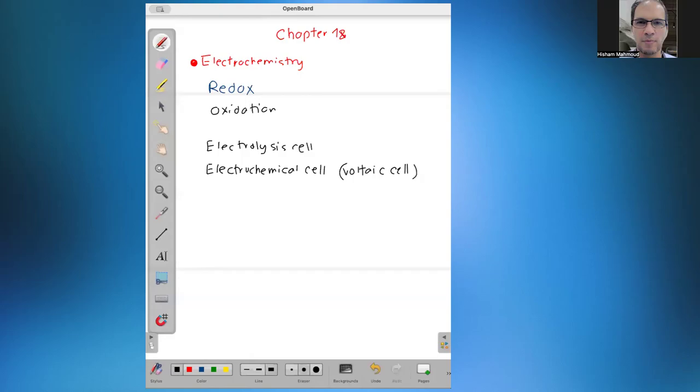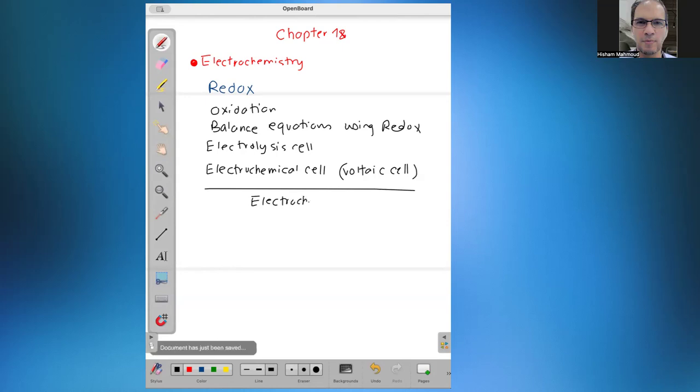The third topic is how I can balance chemical equations using redox reactions. These are all supposed to be old material. The new material will be in the relationship between electrochemical cells and whether the reactions are spontaneous or not: electrochemistry and spontaneity. We'll see if the reactions are spontaneous or not according to the delta G.